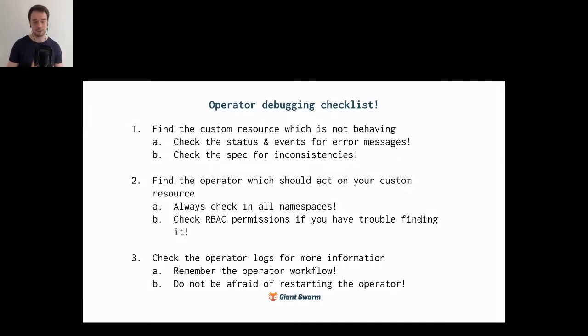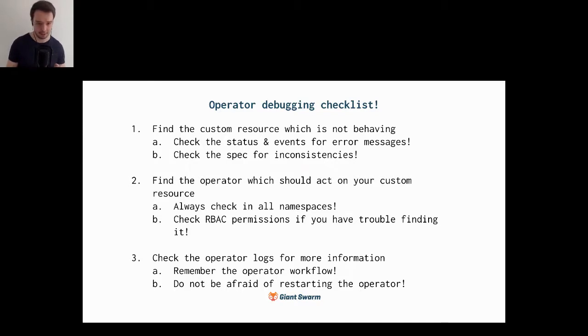Finally, check the operator logs for more information. So you have found the operator, check the logs. Remember the workflow of the operator. So usually in the logs, you will see some info logs where it's just printing what it's seeing. And then it's going to print some logs of what actions it's taking, depending on how many logs it's printing, obviously. And this will give you an overview, because you know that it's first going to observe some stuff, then it's going to analyze, and then it's going to take some actions, so you know what series of logs you are looking at.